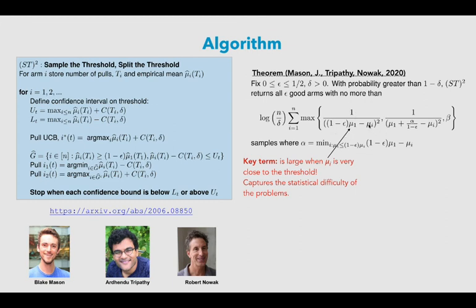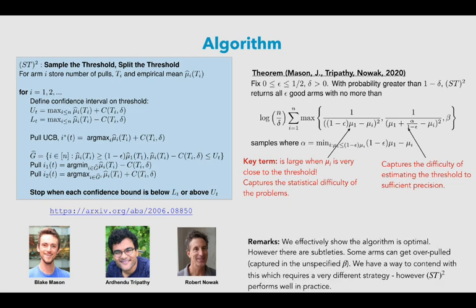So if this distance is very small, this quantity is going to be very big. This captures this intuition that it is more difficult to resolve arms near the boundary. The second term is a bit more difficult to explain, but it captures the difficulty of estimating the threshold to a given precision. And finally, there's some other terms in the sample complexity that I'm not going to describe.